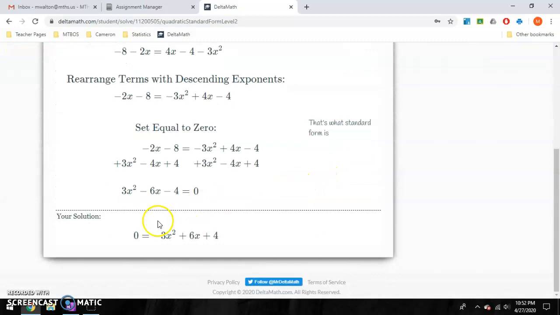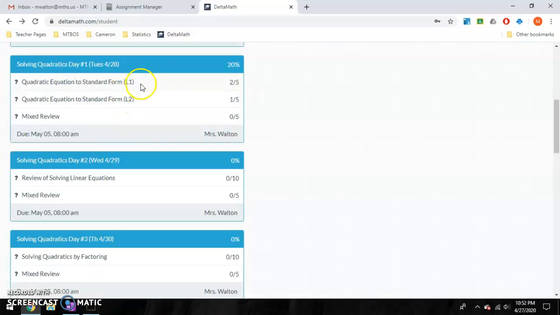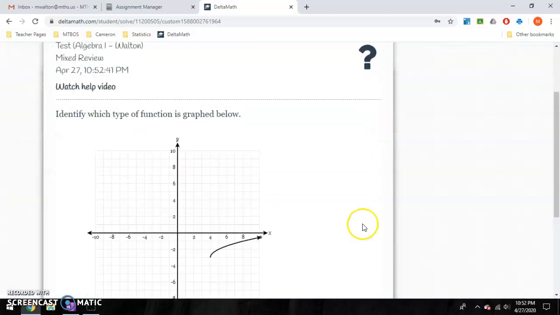Yes, it did. But it would have been acceptable too if we would have had it over on the other side. And they actually also accept it if you were to move all 3 of those terms over. So there are multiple ways to write this in standard form. So that is your homework. You will have 5 of the simpler ones for standard form, 5 of the level 2, and then your mixed review is going to be just kind of all over the place.